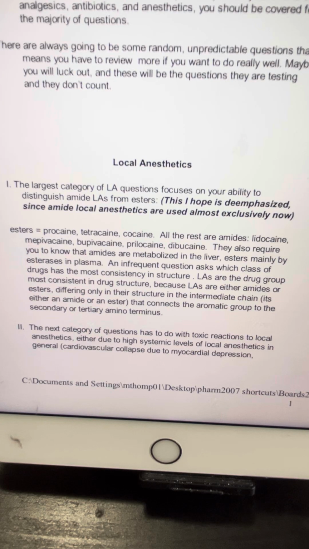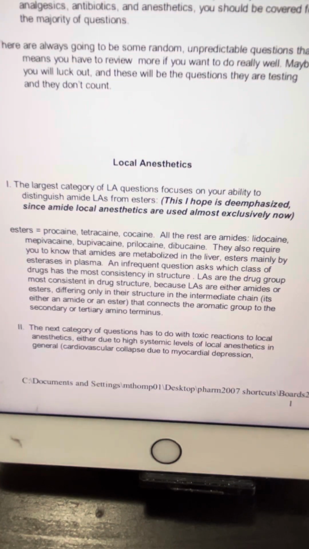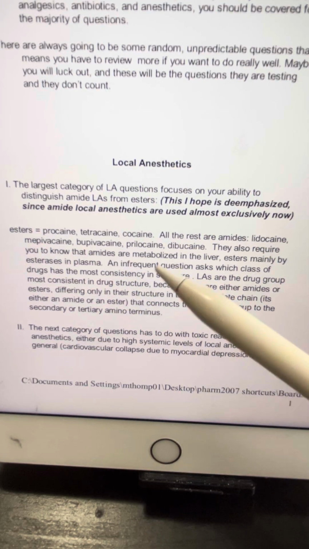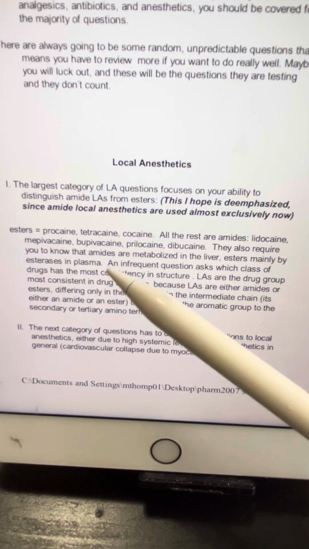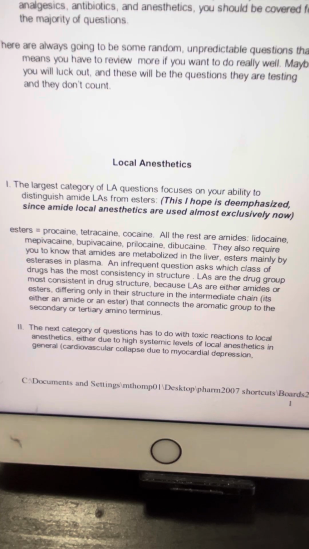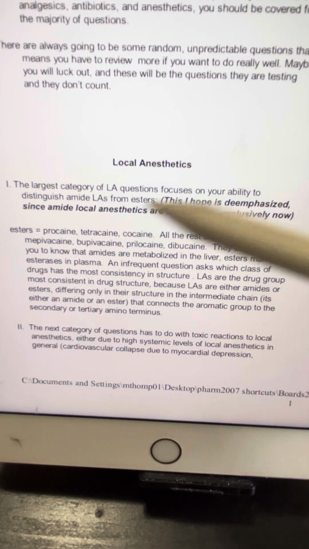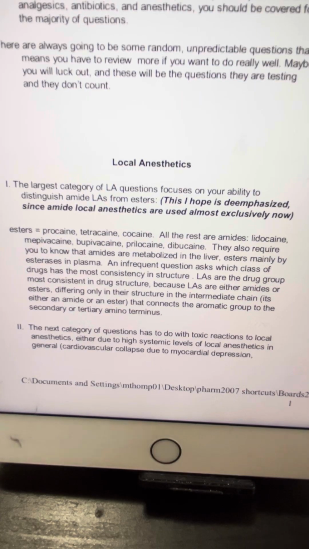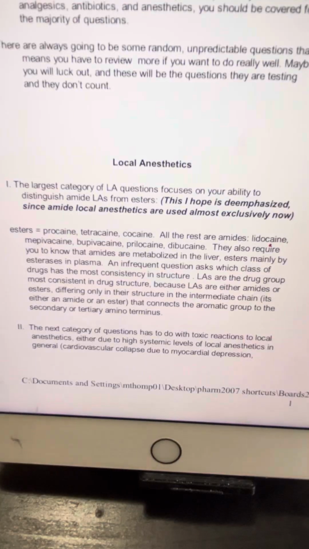So first thing we must know is that local anesthetics have two categories, one is esters and one is amide. We must know which one is amide and which one is ester. So remember, in amide there is "caine" and one extra I. So all of them have I and caine, whereas ester it's only caine. Firstly you must know the names, like procaine, tetracaine and cocaine. Just remember cocaine, and one extra I is in the amide.